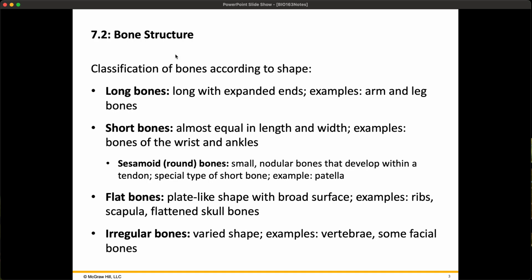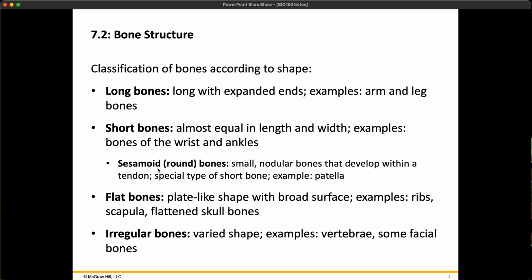So looking at the basic structure of bones, we can talk about the bones according to shape. We can classify bones for different reasons. One of those is looking just at the shape. So you have long bones, short bones, flat bones, and irregular bones. A lot of these look like they sound. Long bones are like in your fingers and your arms and your legs and your feet. Those are all long bones because they're longer than they are wide. Short bones are equal length and width, so bones in your wrists and ankles.